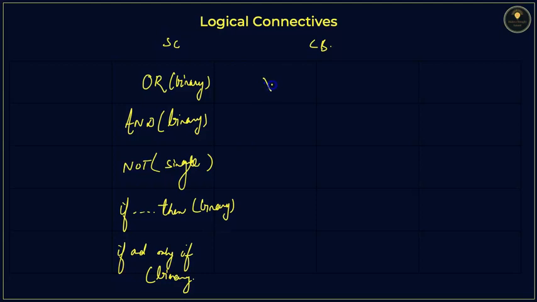Now what is the symbol that we are using in order to represent these? If I'm saying OR, it will be represented by this. If I'm saying AND, it will be represented by this. If I'm saying NOT, this one is represented by this symbol, and if then will be represented by this, and if and only if will be represented by this.